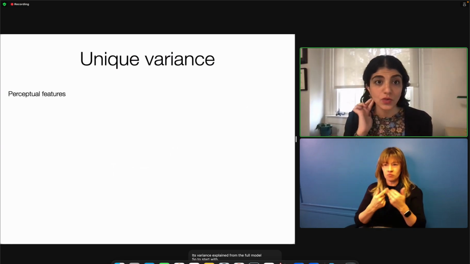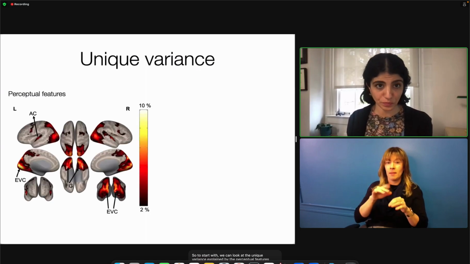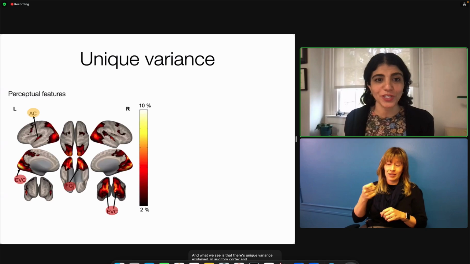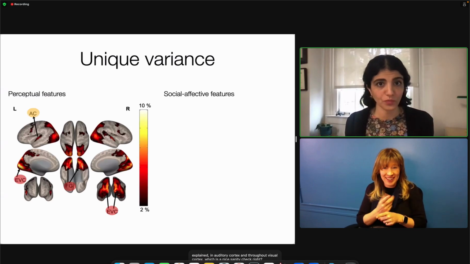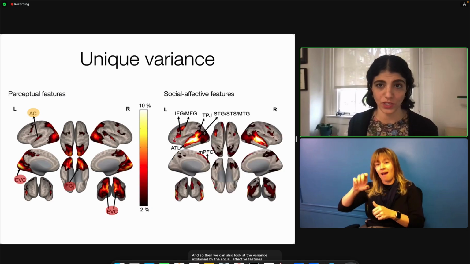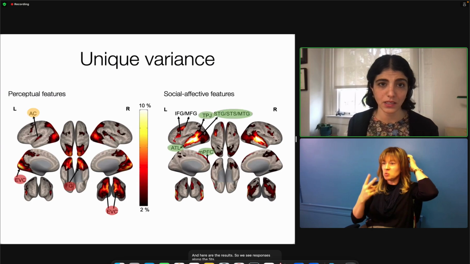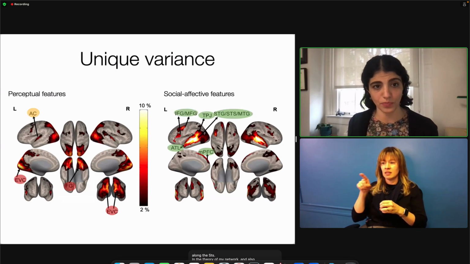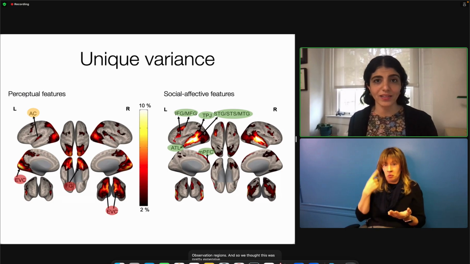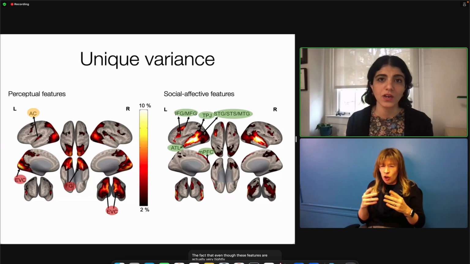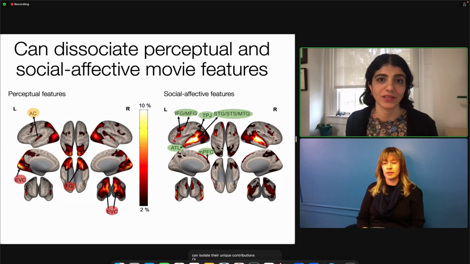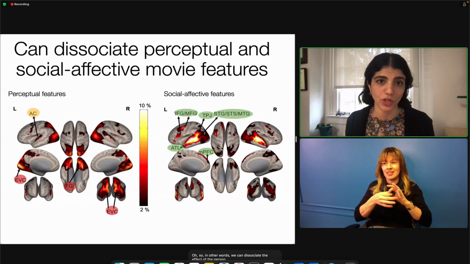To start with, we can look at the unique variance explained by the perceptual features in the movie. And what we see is that there's unique variance explained in auditory cortex and throughout visual cortex, which is a nice sanity check, right? Then we can also look at the variance explained by the social affective features. And here are the results. We see responses along the STS, in the theory of mind network, and also in more frontal action observation regions. We thought this was pretty exciting, the fact that even though these features are actually very tightly coupled during the movie, we can isolate their unique contributions. In other words, we can dissociate the effect of the perceptual features from the social affective features in the movie.